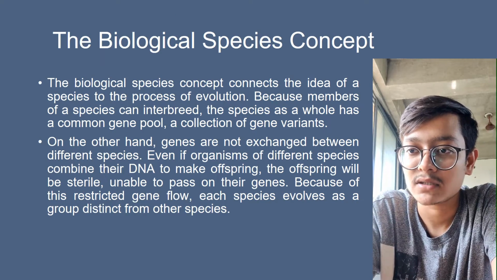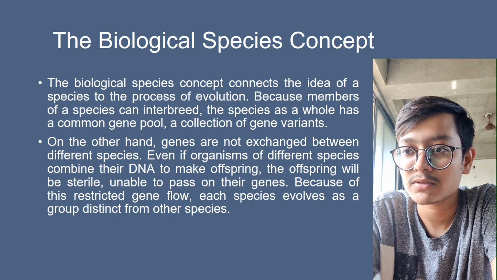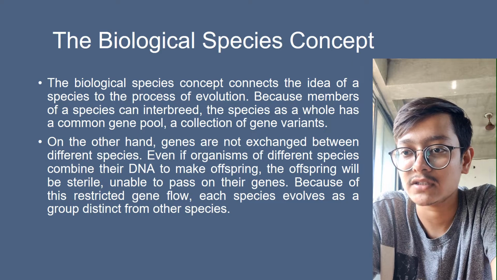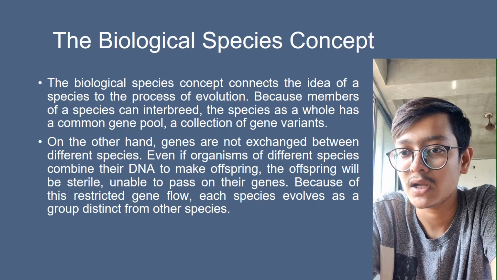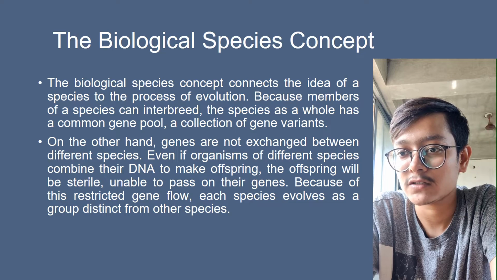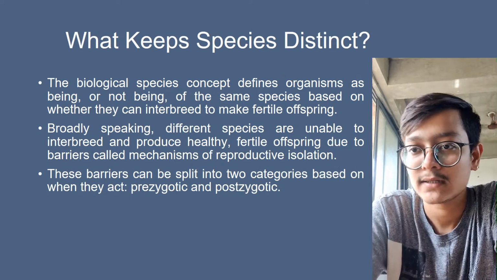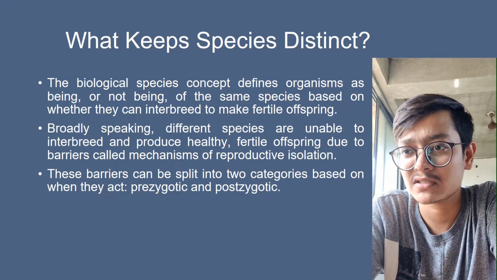The biological species concept connects the idea of a species to the process of evolution. Because members of a species can interbreed, the species as a whole has a common gene pool, a collection of gene variants. On the other hand, genes are not exchanged between different species. Even if organisms of different species combine their DNA to make offspring, the offspring will be sterile, unable to pass on their genes. Because of this restricted gene flow, each species evolves as a group distinct from another one. Now let us learn what keeps species distinct.